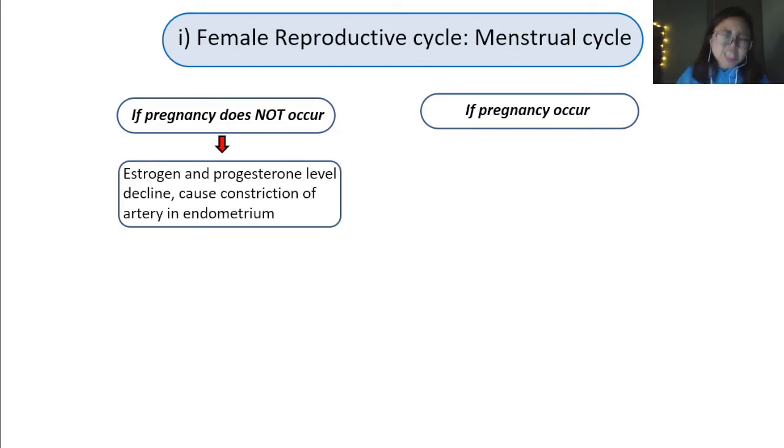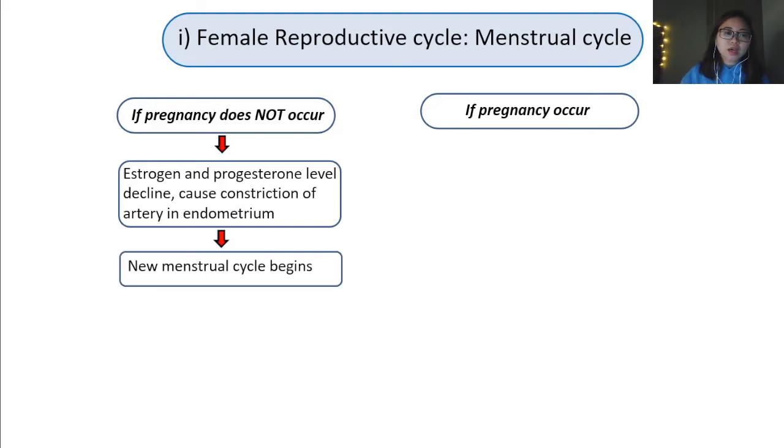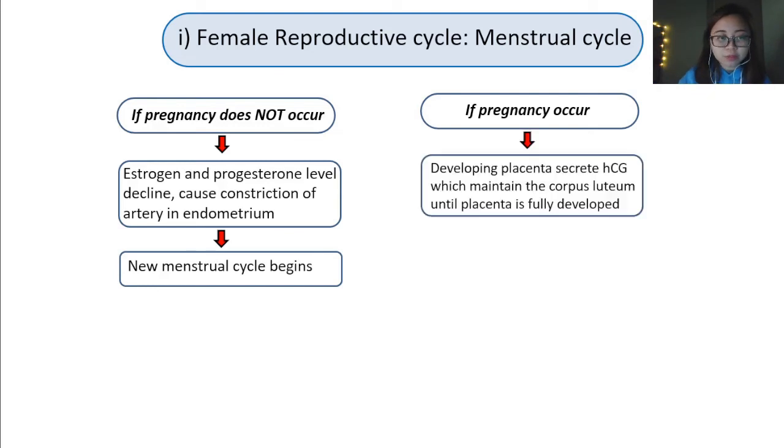If pregnancy does not occur, then the estrogen and the progesterone level will decline, it will decrease, and cause constriction of artery in endometrium. And constriction of artery in endometrium means the tissue will die and then we will have period, which is a new menstrual cycle will begin.